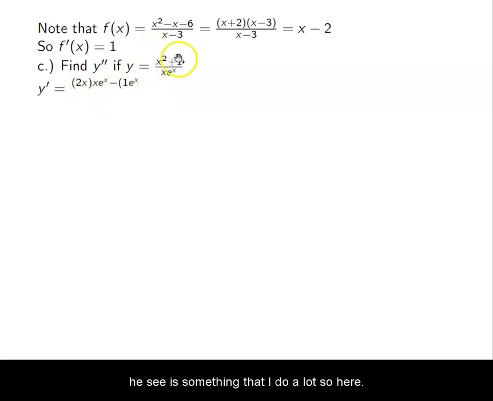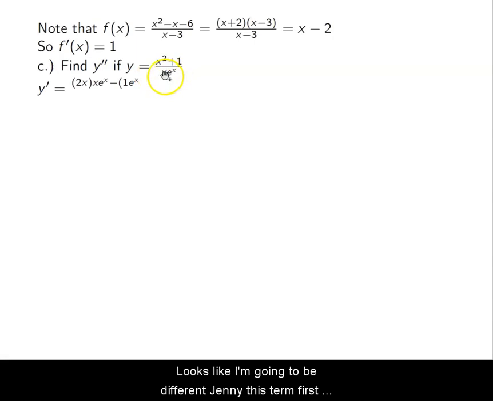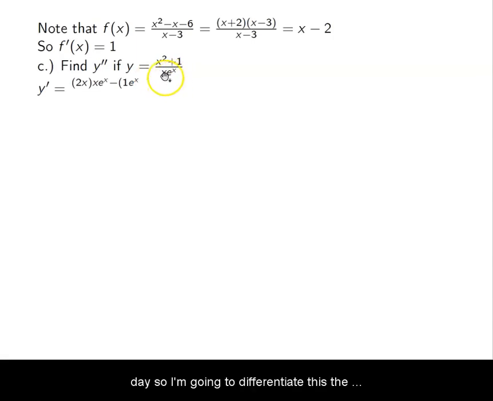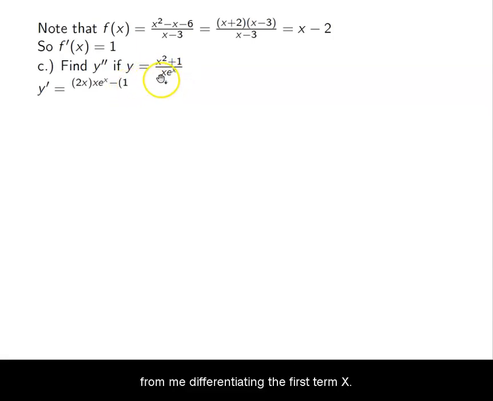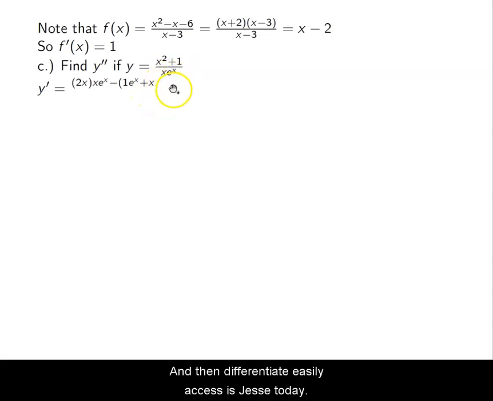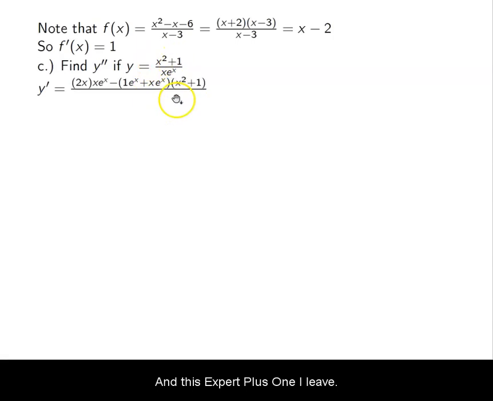So here, before I write this x squared plus 1, it looks like I'm going to be differentiating this term first. Okay, so I'm going to differentiate the denominator just to get it out of the way. This 1 comes from me differentiating the first term, x, multiplied times e to the x. I will add to that x, and then differentiate e to the x, which is just e to the x. And this x squared plus 1, I leave alone.